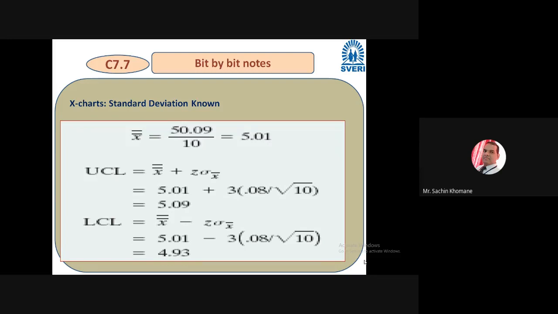Obviously UCL should be more than LCL, right? Because it is above this X double bar. Now, UCL should be above 5.01. So it is 5.09, and LCL should be lower than X double bar, that is 5.01, and here it is 4.93.